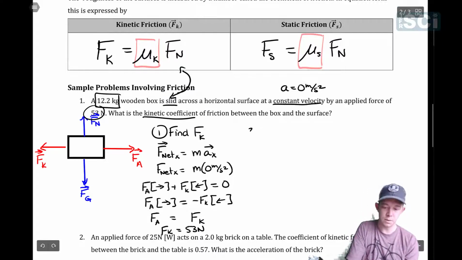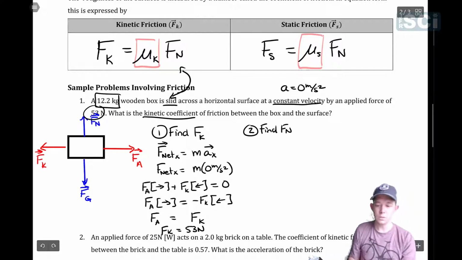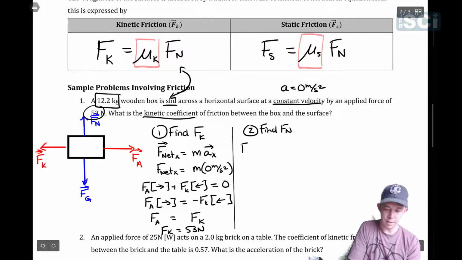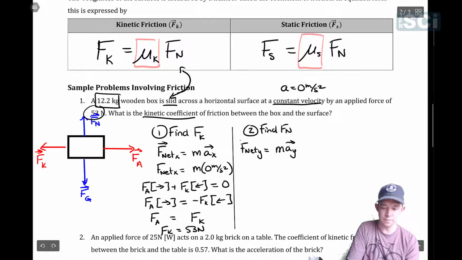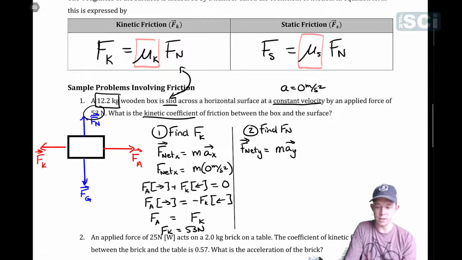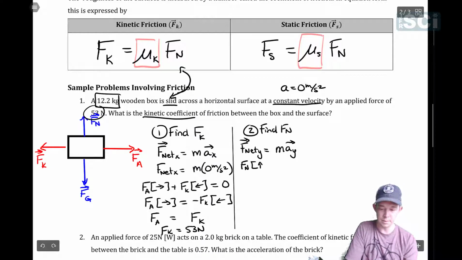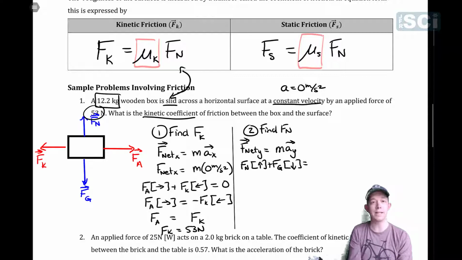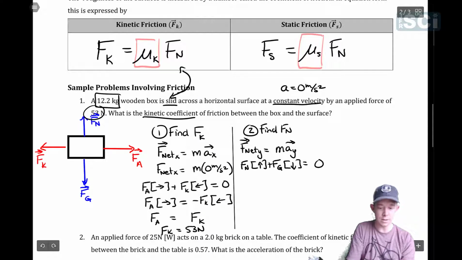Let's find the normal force. So my second step here is find Fn. Okay, so let's go ahead and find Fn. And I'm going to go to my vertical direction to find Fn. So I'm going to say F net in the y direction is equal to the mass times the acceleration in the y direction. My net forces in the y direction is going to be my normal force acting up, my gravity force acting down, and my acceleration again is 0 because the object is not accelerating off of the surface or into the surface. So this acceleration piece is 0, so it comes out to 0.